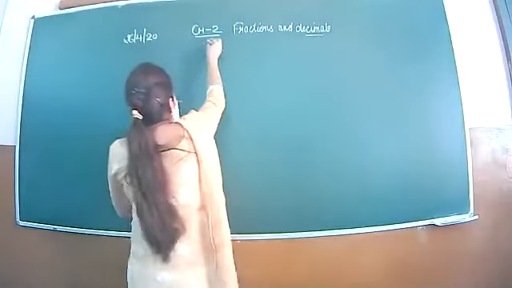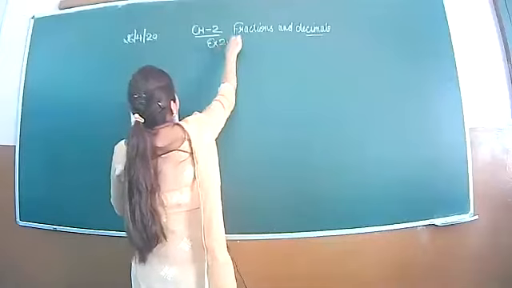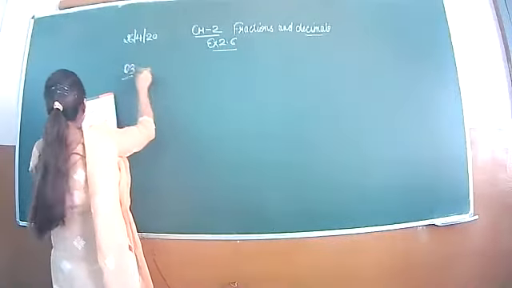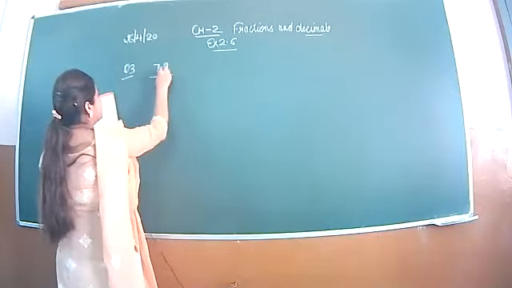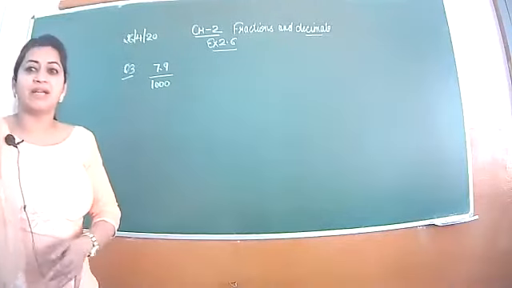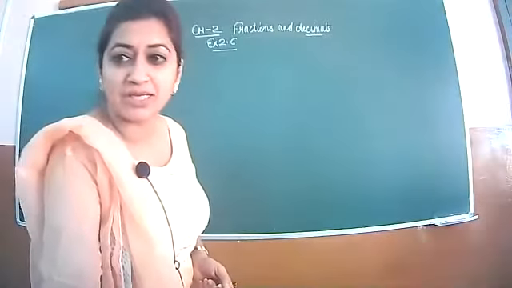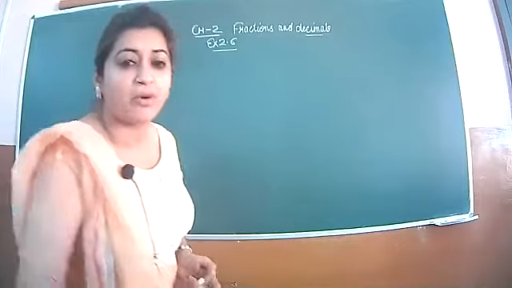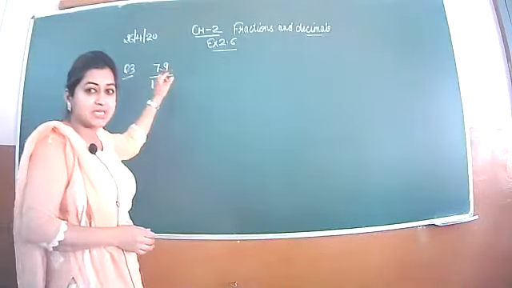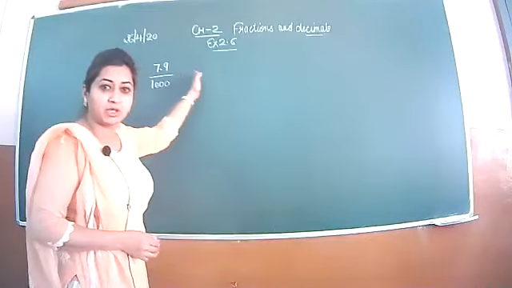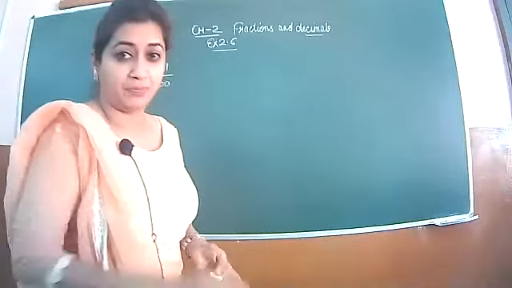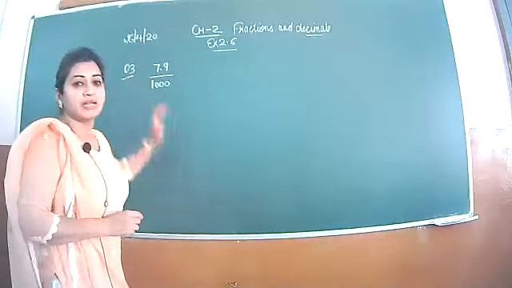Okay, now let's start with the same exercise that we were doing in the last class, exercise 2.6, question number 3: 7.9 divided by 1000. We have to divide this 7.9 by 1000. In case of division, beta, you have to shift the decimal towards the left. If multiplication is there, you will shift the decimal towards the right. And in case of division, you will shift the decimal towards the left.